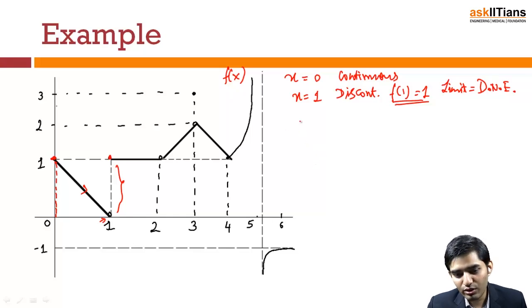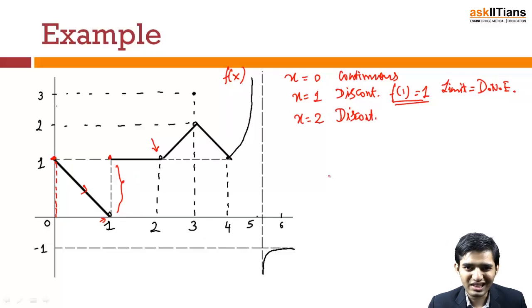Now check at x equal to 2. At x equal to 2, if I check, again I see that here there is a circle. If there is a circle here, I will have to lift the pen, right? And what is f of 2? So again it will be a discontinuous function because I will have to lift the pen, so it is obviously discontinuous.